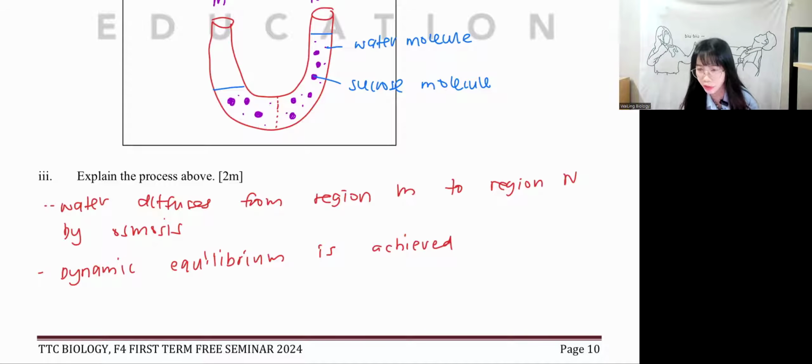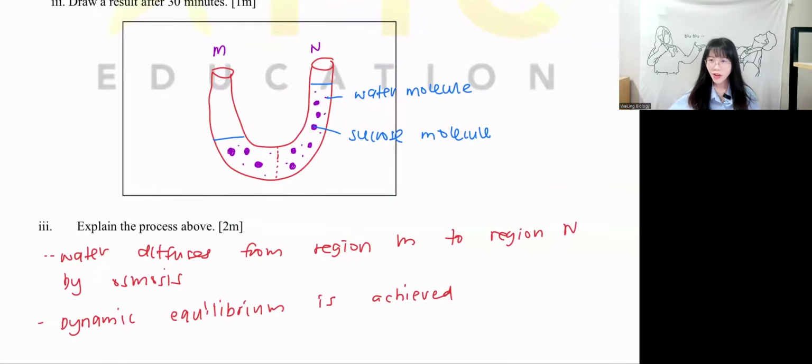Do we write diffuses through selectively permeable membrane? If you want to, you can, because sometimes the question is 2 marks or 3 marks. So depending on the marks, you can choose to write through selectively permeable membrane. But you have to write osmosis. The main thing here is to write osmosis actually. Okay, done with this? I'll wait for 5 of you to finish. We're going to move to the next question right now.